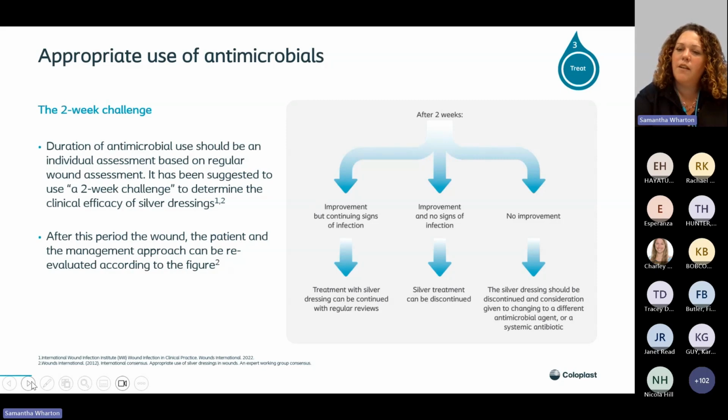And then again, just go back to that vigilance. Just be really mindful and look for if those signs of local infection come back. If after 2 weeks there's been no improvement, the dressing should be discontinued and consideration given to changing to a different antimicrobial agent.